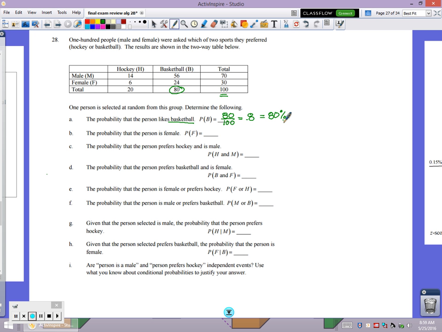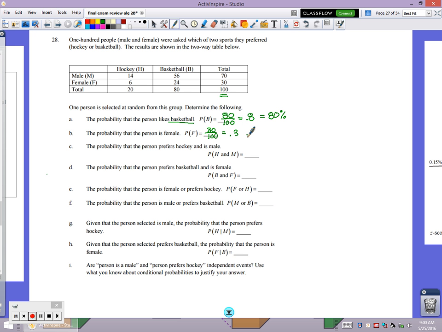All right, the probability the person is female. Okay, so let me erase this each time. The probability that you're female, go all the way, don't just stop at that 6, female all the way to the end, 30 out of 100. All right, so that would be a decimal of 0.3.